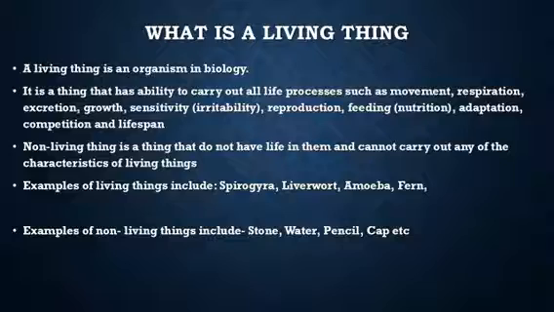What are examples of living things? Examples of living things include Spirogyra. This is a plant-like organism that exists in a filamentous form. A liverwort is a small plant that does not have a vascular bundle. It is under the division of Bryophyta.